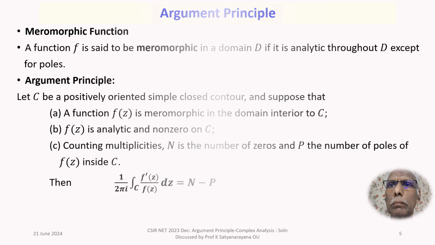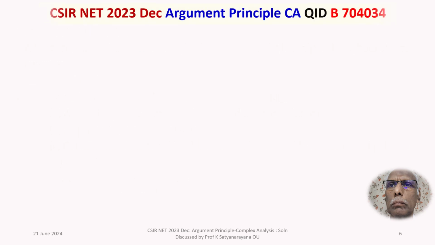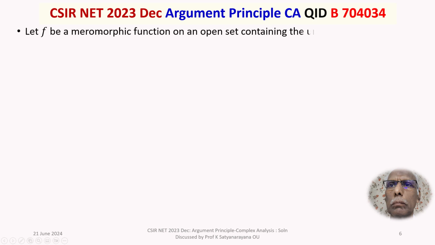Right. Let's get into the question now. So that is the question, it is an argument principle problem from complex analysis, and it is from the CSIR NET 2023 December question paper, and the question ID is B, that is for 3 marks, bearing QID 704034. The given question is, let f be a meromorphic function on an open set containing the unit circle C.